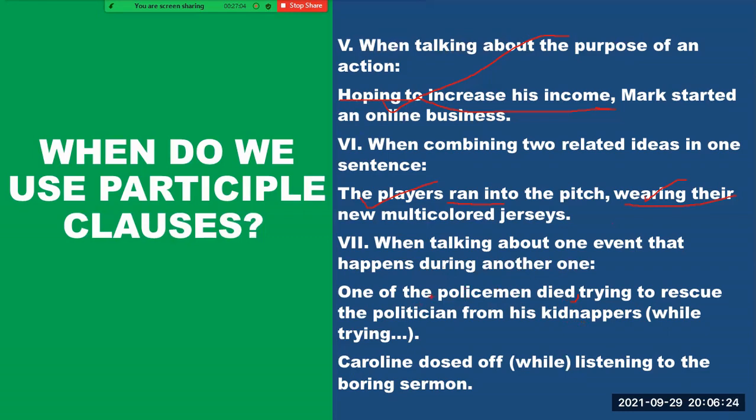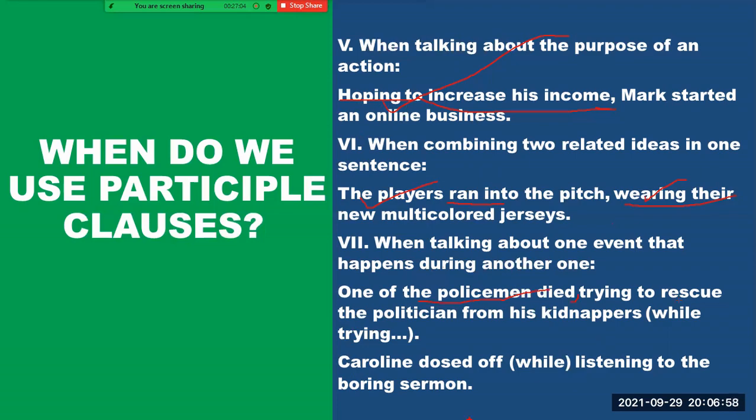Now, you see, the policeman died in the process of trying to rescue the politician from his kidnappers. So we have one event happening, and in the process of that event, another one happens. The policeman is in the process of rescuing the politician from his kidnappers, and suddenly he dies. All right? Probably the kidnappers shot at him and he died.